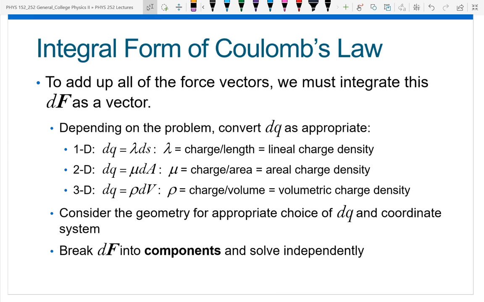If it's charge spread out over an area, so for instance, if I'm talking about this globe, it has a surface area. And so then I would say my dq is mu, the areal charge density, that's charge divided by area, multiplied by dA. What would dA be in Cartesian coordinates?